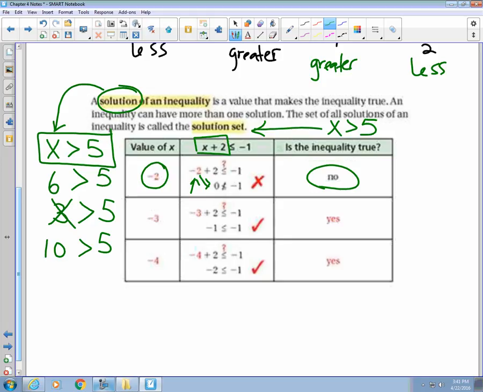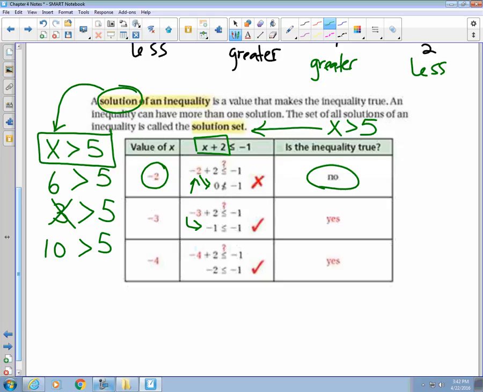Okay? Next one, negative 3. We're going to try to plug that in. Negative 3 plus 2. We add those together and we get negative 1. Negative 1 is less than or equal to negative 1. Because it says less than or equal to, it's allowed to be equal. Negative 1 is equal to negative 1, so that makes the inequality true, which means negative 3 is a solution to the inequality.